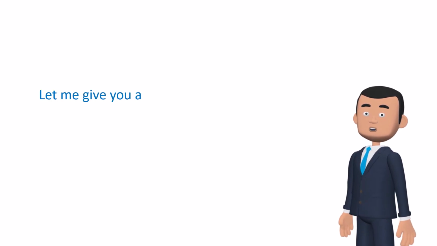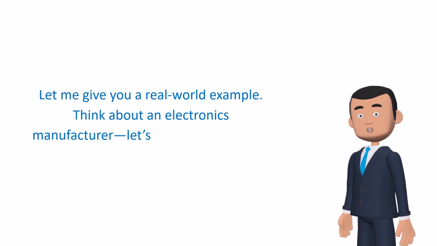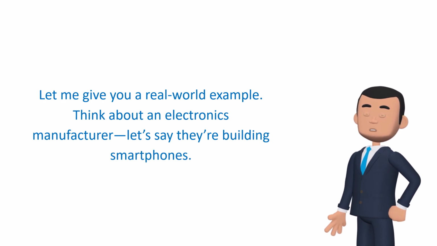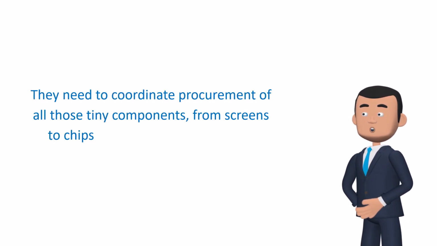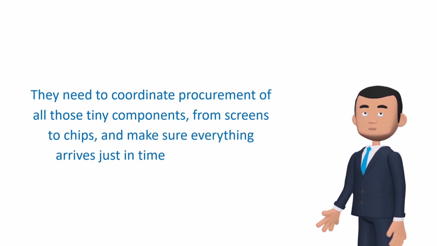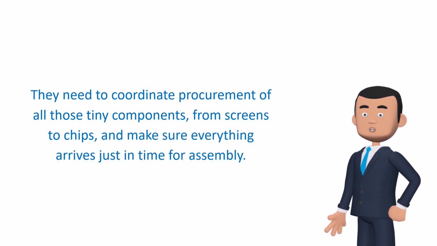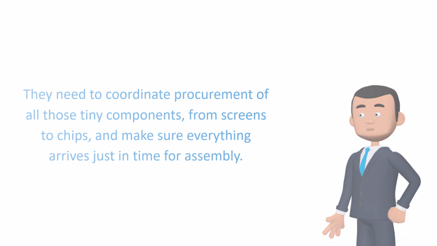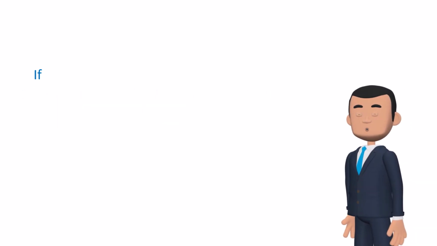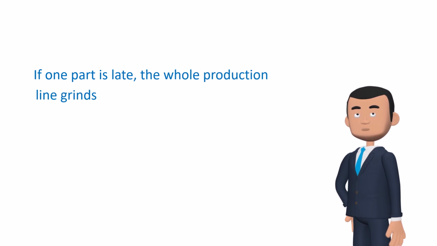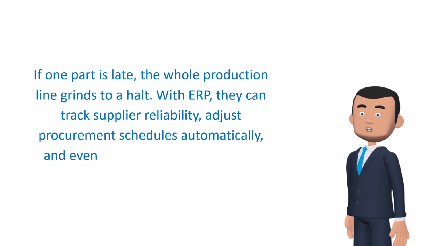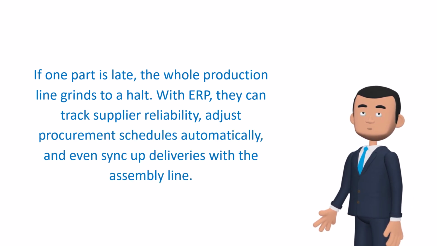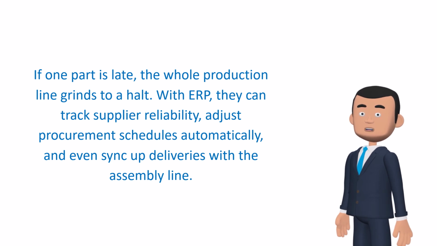Let me give you a real-world example. Think about an electronics manufacturer. Let's say they're building smartphones. They need to coordinate procurement of all those tiny components, from screens to chips, and make sure everything arrives just in time for assembly. If one part is late, the whole production line grinds to a halt. With ERP, they can track supplier reliability, adjust procurement schedules automatically, and even sync up deliveries with the assembly line.